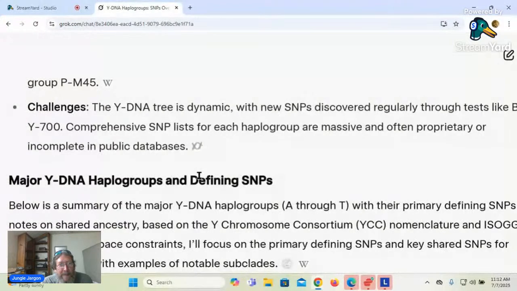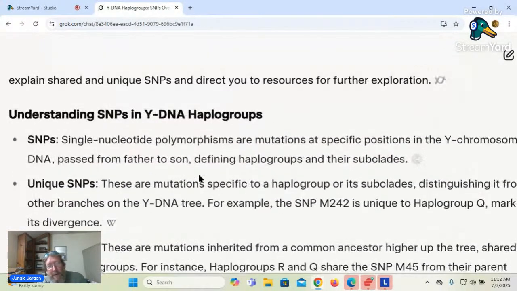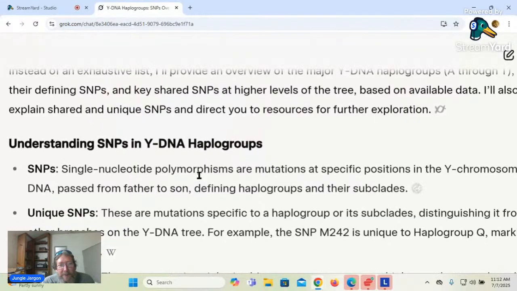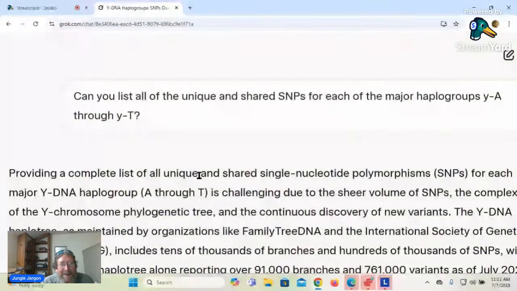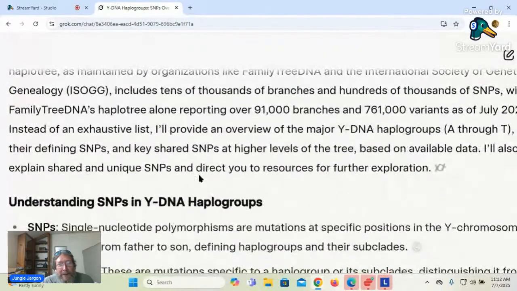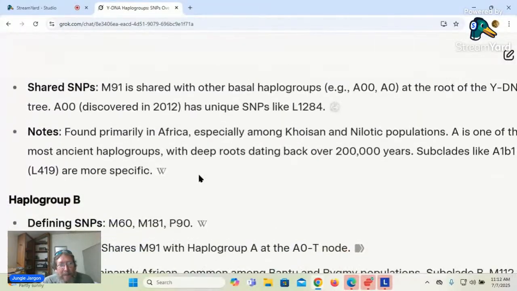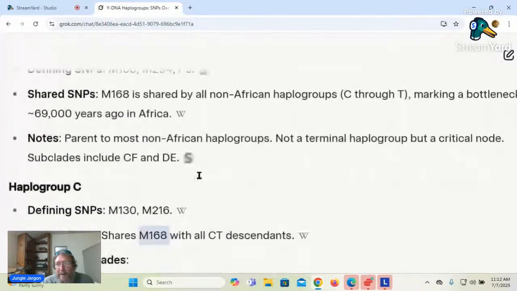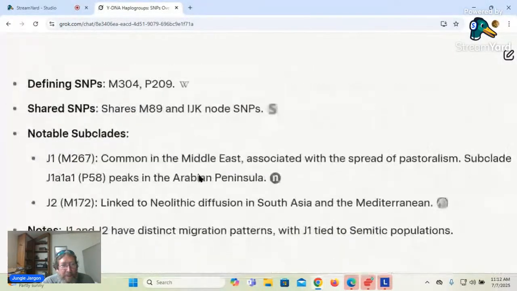So maybe I'll get it together and make a better chart for the shared markers, the unique markers, and the missing markers. But that's a good start, I guess. It might be a little confusing because I wanted it to be a better outline so I could show it easier.